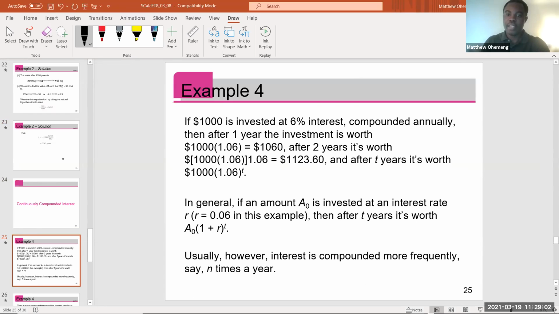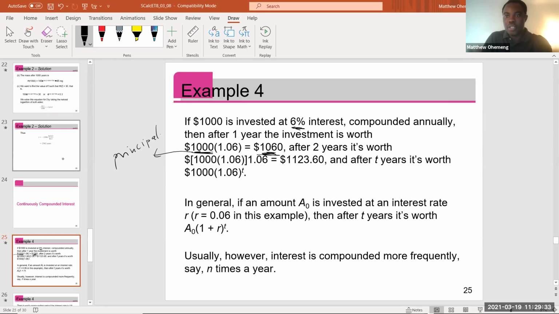after 1 year, the investment is worth this. So this is how much you expect to have in your account after a year. If it's 6% interest, it's just 1 plus the interest times the principal. The money that you deposit is called the principal, and then you have the interest rate. Compounded annually means that after every year you get this amount. So 1,000 times 1.06 is 1,060.